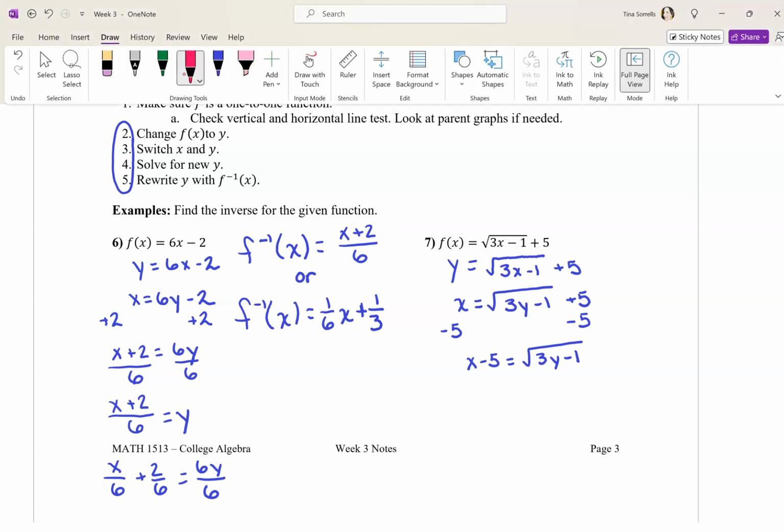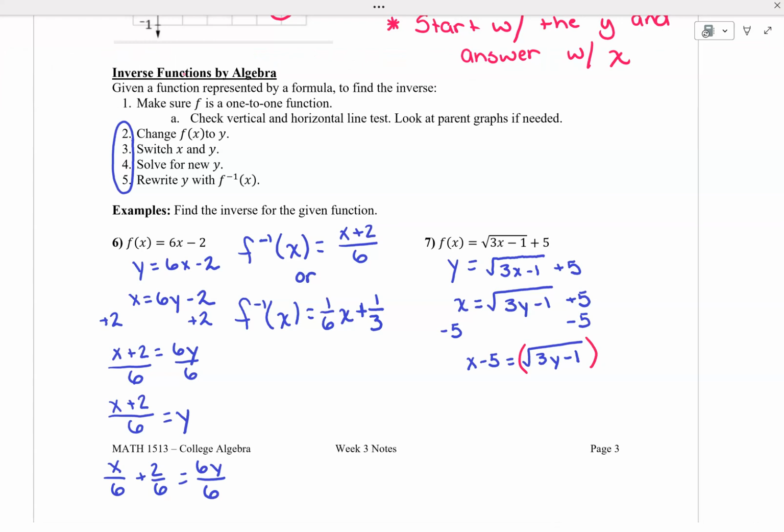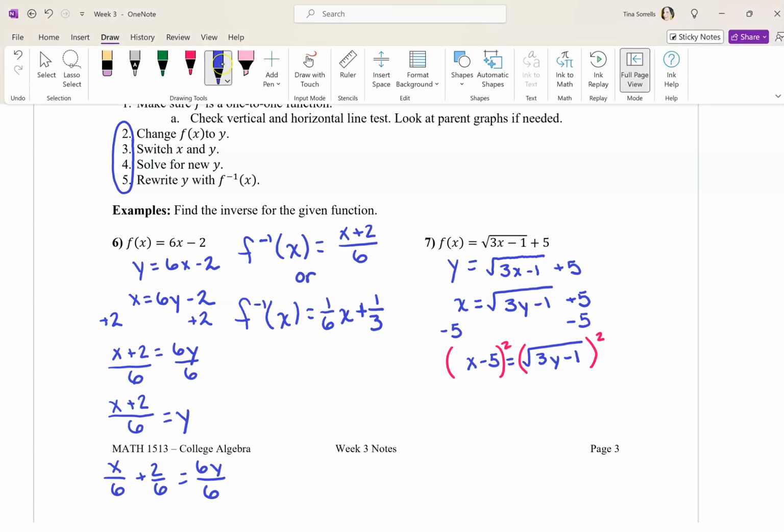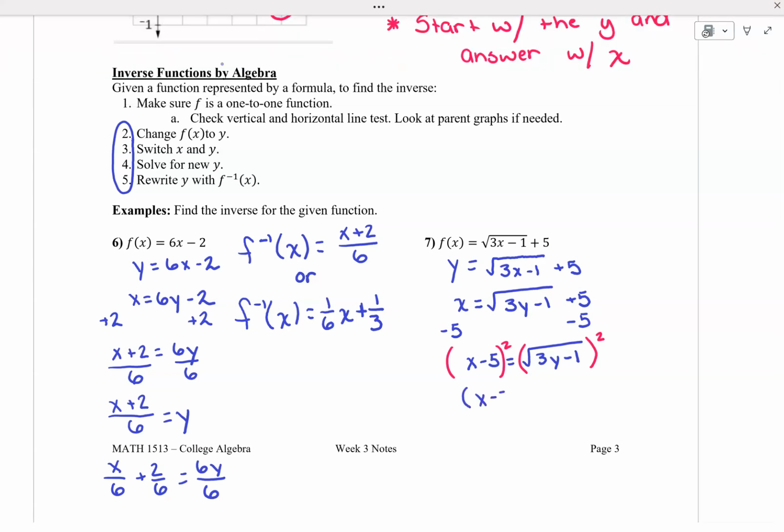Okay, so one thing I want you to remember is to get rid of that square root, we have to square, which means this whole side has to be in parentheses when we square. So we're going to get x minus 5 squared equals 3y minus 1. So we're going to add that 1 to both sides. Whoops. Really need some extra coffee. Okay, and then we are going to divide by 3.